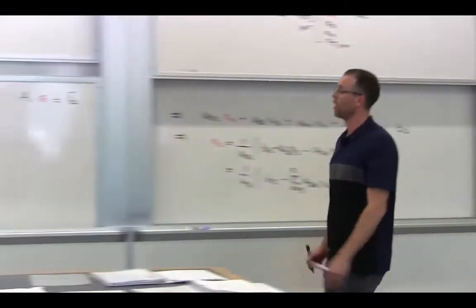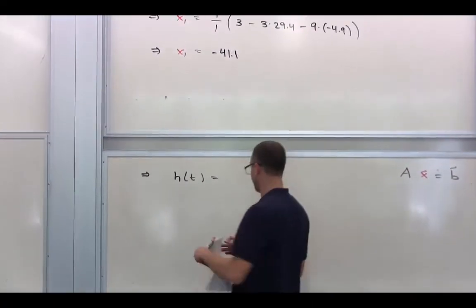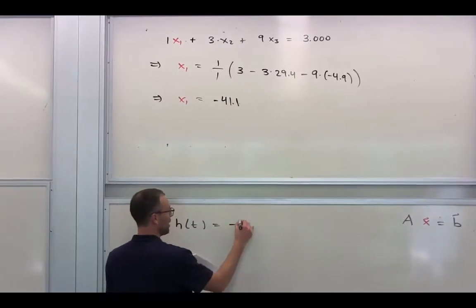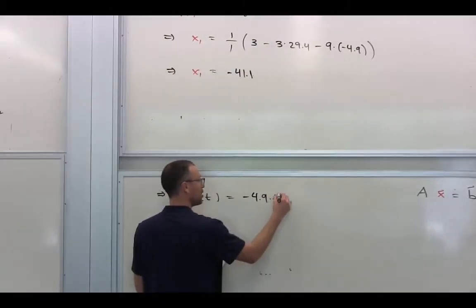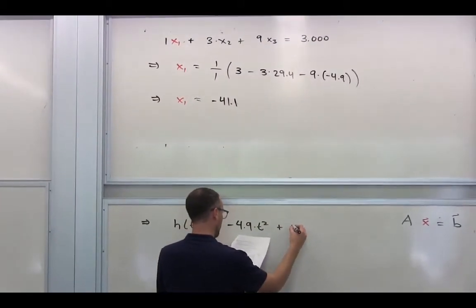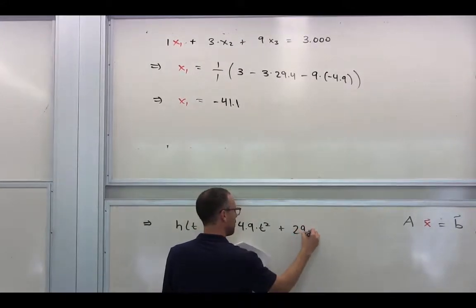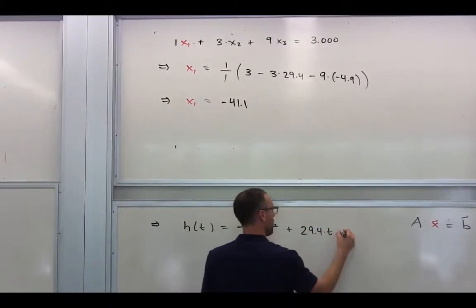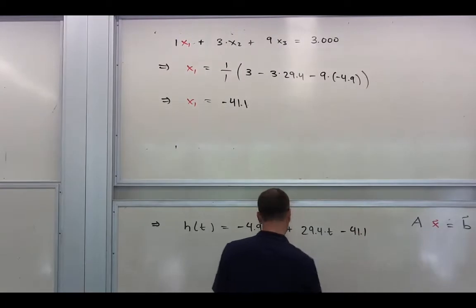So in this case, what do we actually know about this model? Well, this is going to be negative 4.9 times t squared plus 29.4 times t minus 41.1.